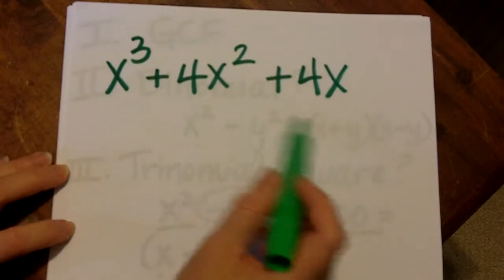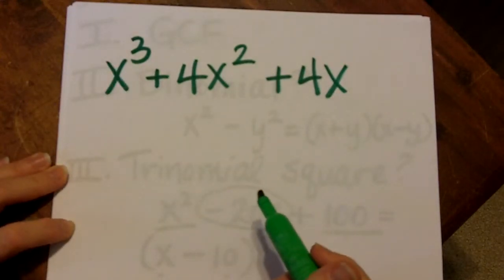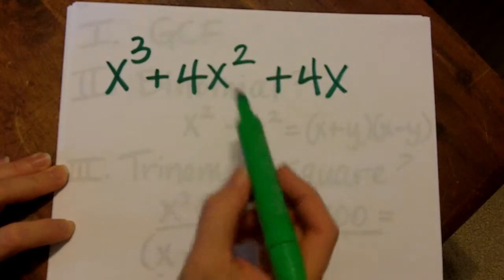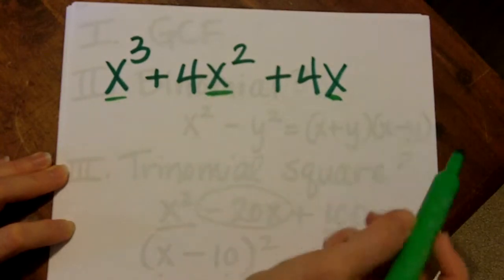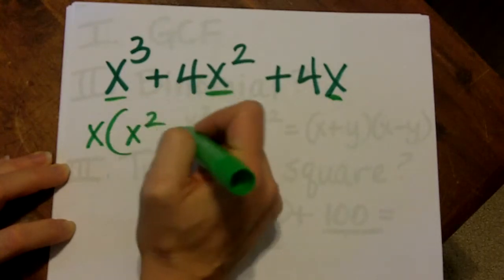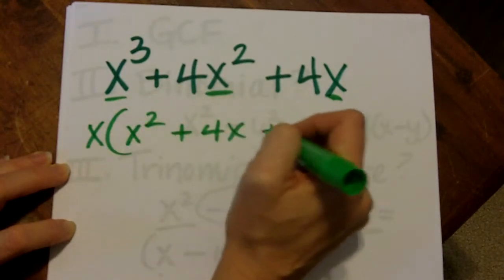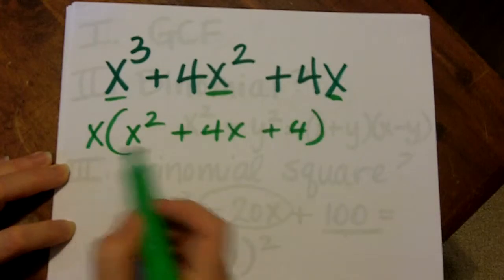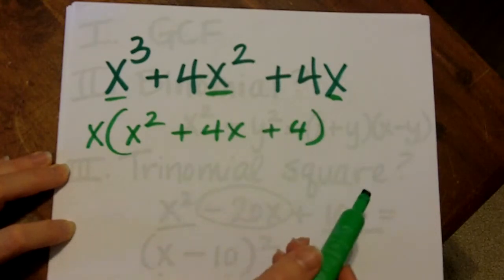And let me show you a problem that, again, you have to first look, can you take a GCF? Okay, well, what do they all have in common? Well, they all have x's, okay? That's the only thing they have in common. Well, when I pull that x out, I end up with this, okay? I pull the x out, I have x squared plus 4x plus 4.